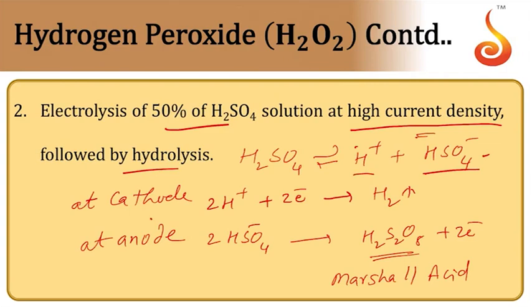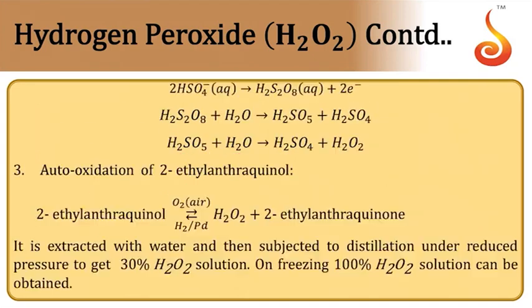H plus ions move towards the cathode. Reduction takes place, with liberation of H2. Bisulfate ions move towards the anode. Oxidation takes place, and we are going to get H2S2O8 here, Marshall acid.